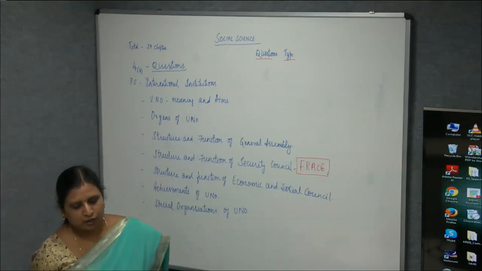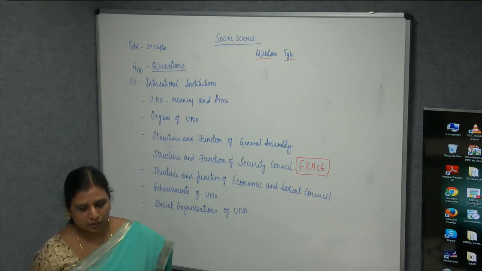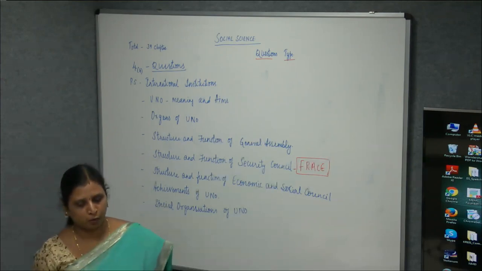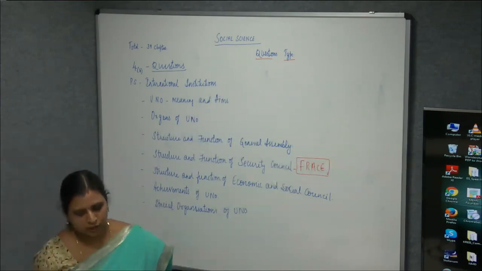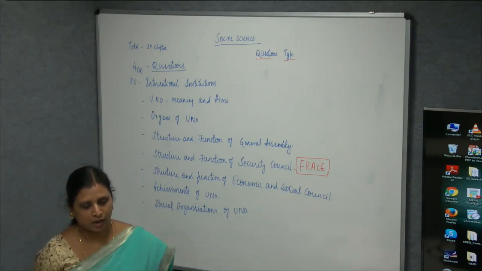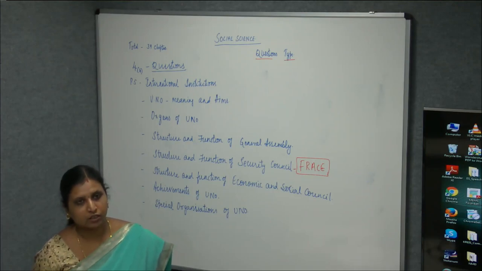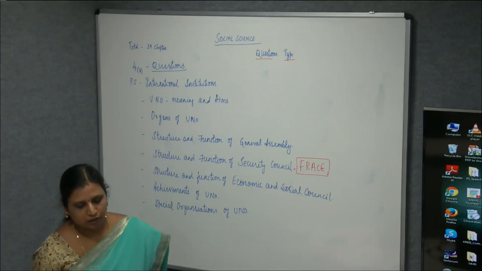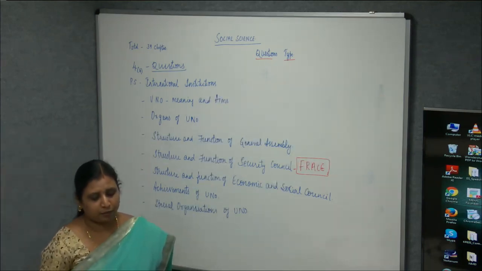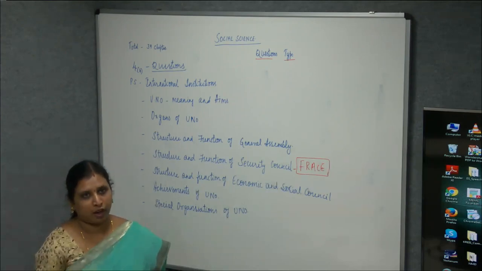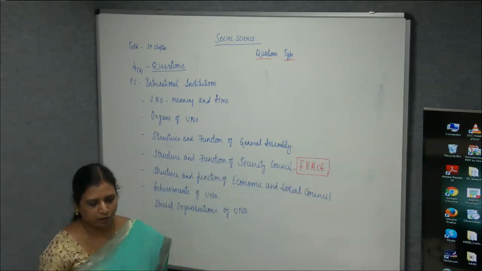So, you have to write the Food and Agricultural Organization, FAO, then World Health Organization, WHO, then UNESCO, then UNICEF, the International Monetary Fund, IMF, and International Bank for Reconstruction and Development, IBRD, and International Labor Organization, ILO, and the World Trade Organization, WTO. Okay. And if they ask about IMF also, then the functions of IMF we have to note down.